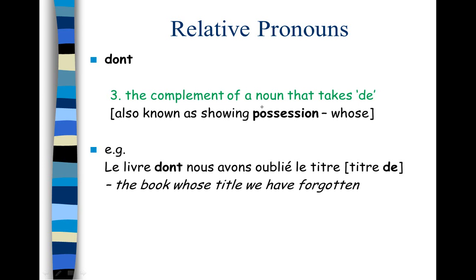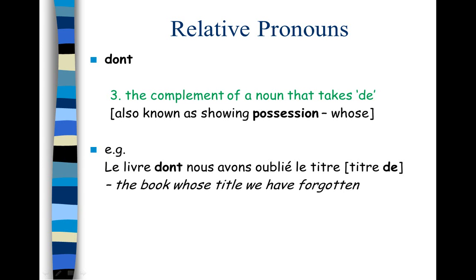Okay, so we've had a verb that takes de, an adjective that takes de, and now a noun that takes de. And this is also known as showing possession, whose. When we study it in class, we call it showing possession, don't we? And this is quite particular because it works a little bit differently to English. Here's our example. Le livre dont nous avons oublié le titre, because it's titre de.